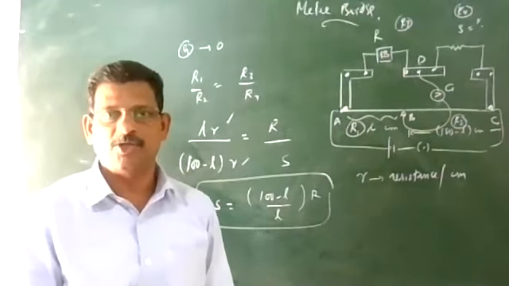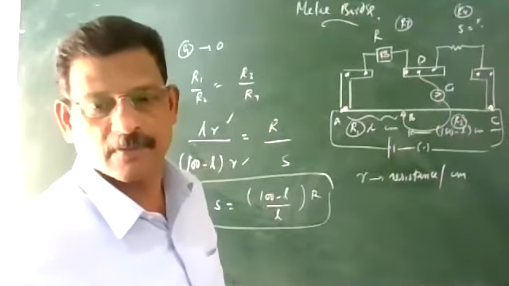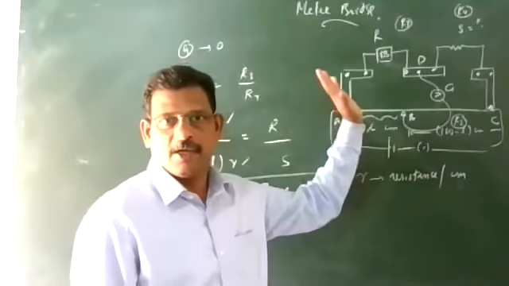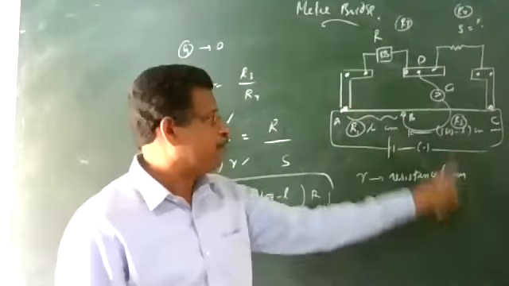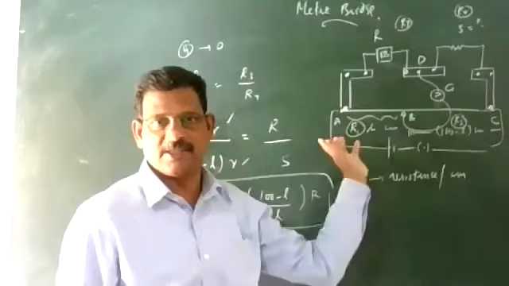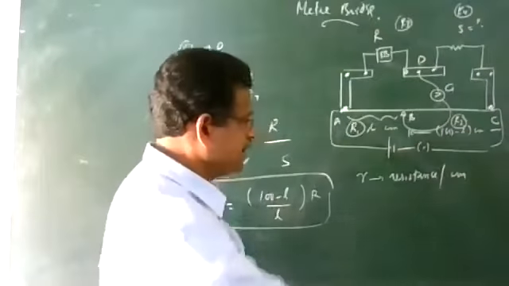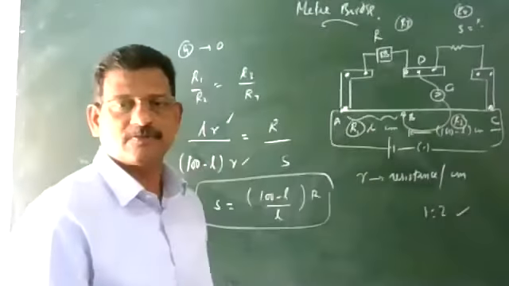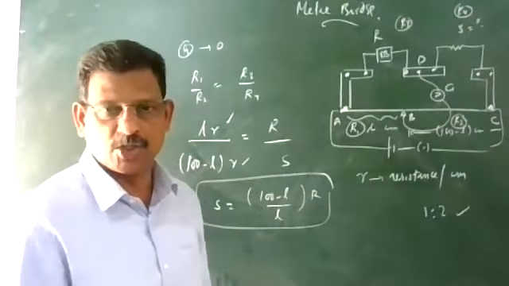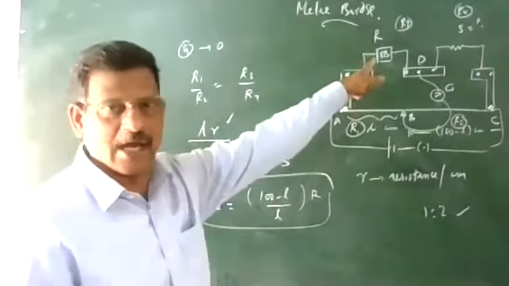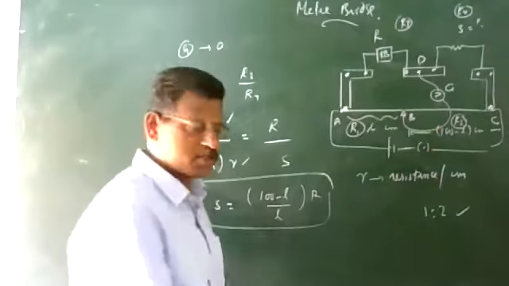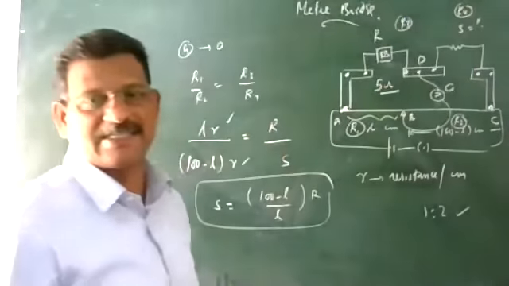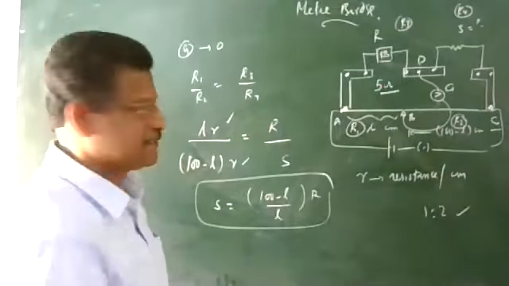So I am giving a numerical based on this. The numerical is: a bridge is balanced when the sliding contact divides the entire wire, that is AC, in the ratio 1:2. And in the left gap there is a resistance box, and here we are taking it as 5 ohm resistance. What will be the value of S? Find S.